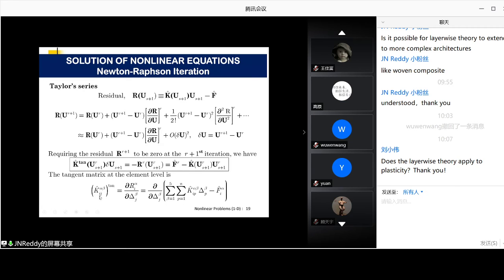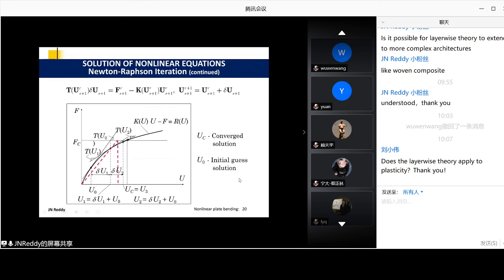So the definition of the tangent stiffness matrix coefficients is right here. Those who are interested, you can read my book. I explain exactly how to determine them from simple problems to very complicated problems, starting from one-dimensional to beams, then to plates. So this is the kind of detail you will not find in any other books.